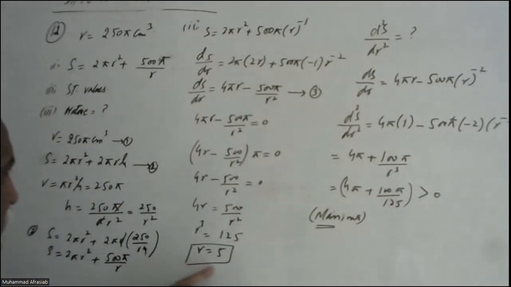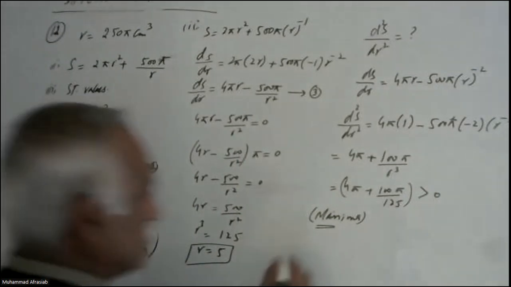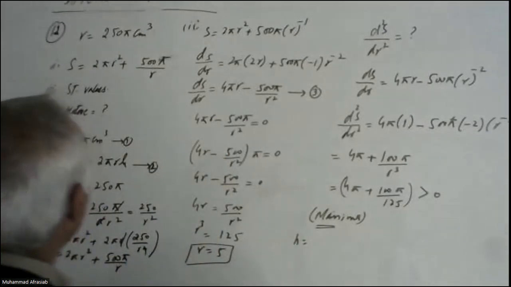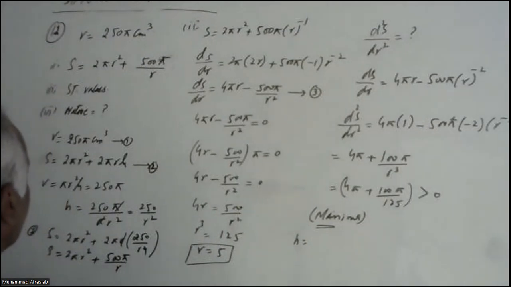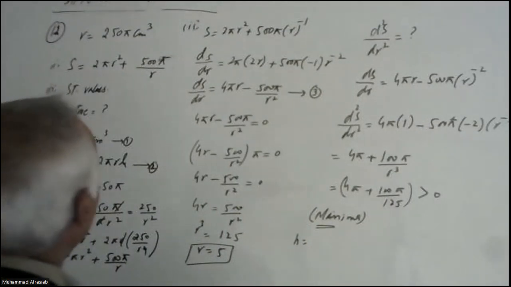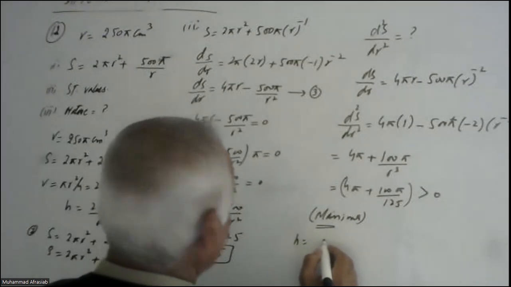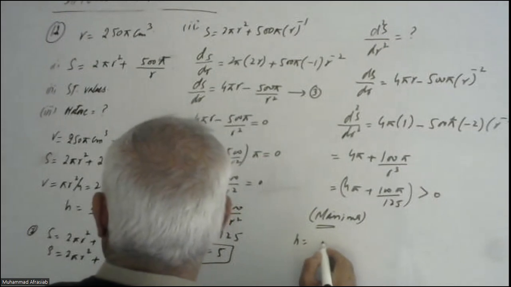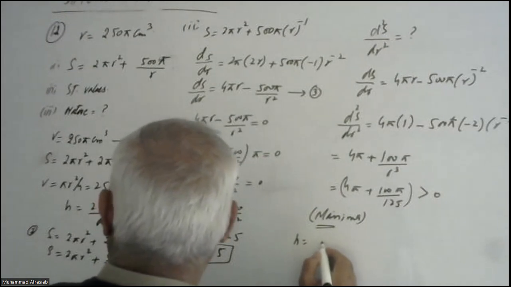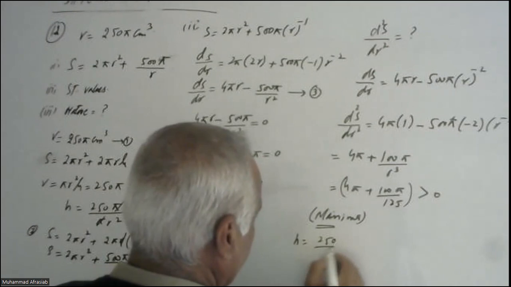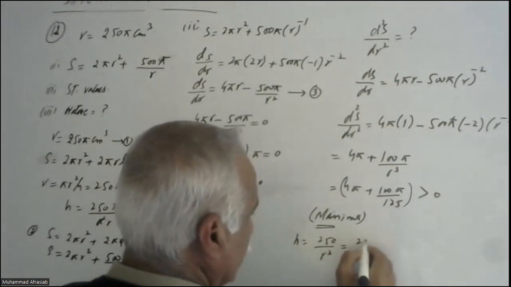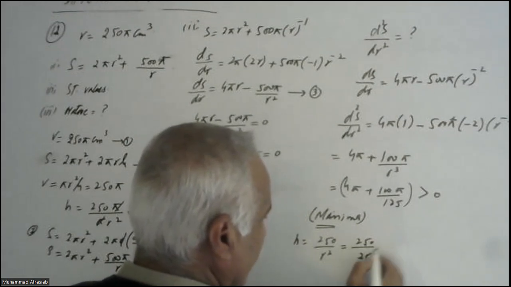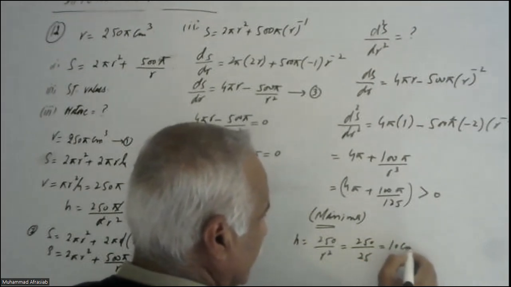So when r is equal to 5, then the h value will be equal to 250 over r square. That thing is equal to 250 over, for r is 5, 25. So that should be equal to 10 centimeter.